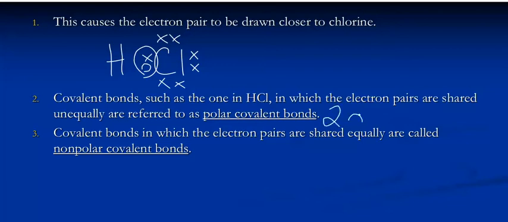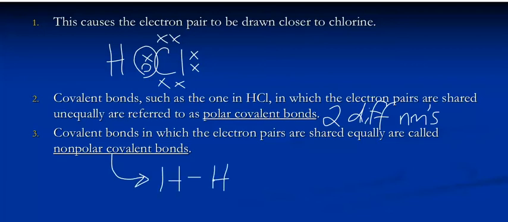Anytime you have 2 different nonmetals bonded together, it will be a polar covalent bond. Nonpolar covalent bonds are bonds in which electron pairs are shared equally. This only happens if it's the same atom bonded to itself, like H2, Cl2, and so forth.